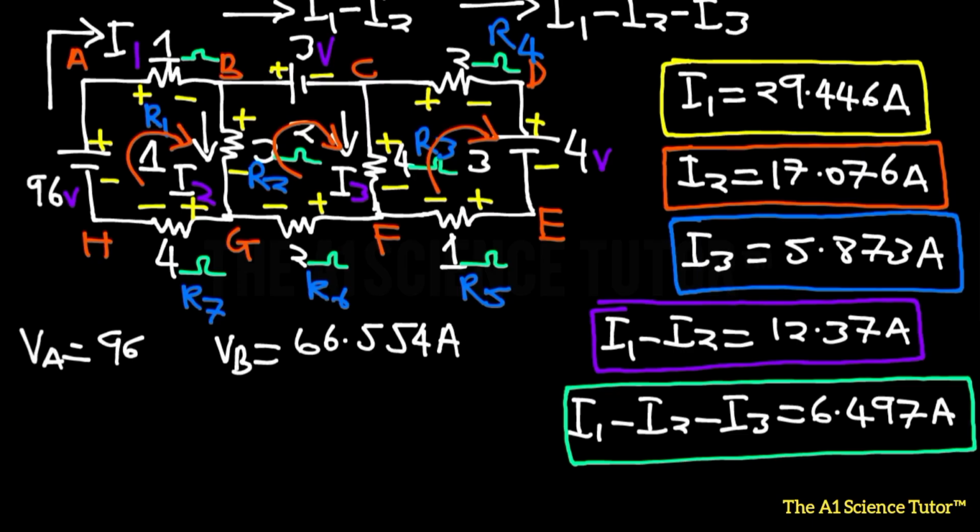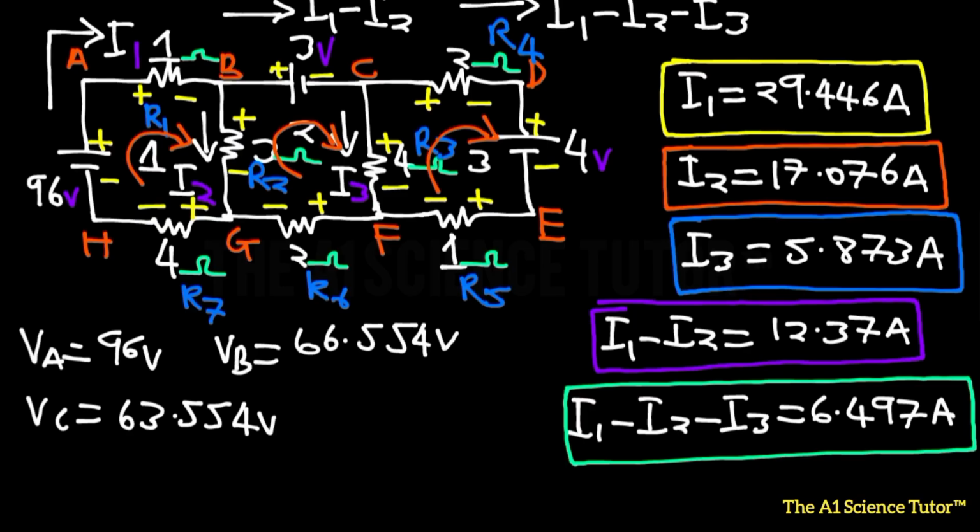Now the next one is VC. So what is going to be VC? VC will be equal to VB minus the voltage wasted over the 3 volts battery. So that's basically a minus of 3. Now 66.554 minus 3 will give us 63.554. Whoa, these are voltages. I gotta write volts there.